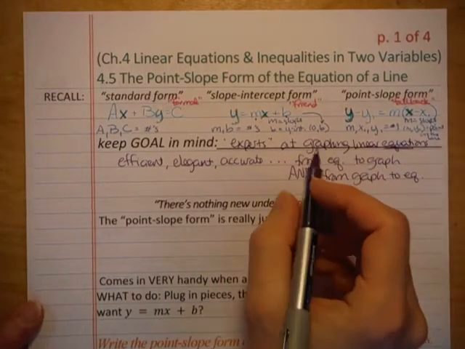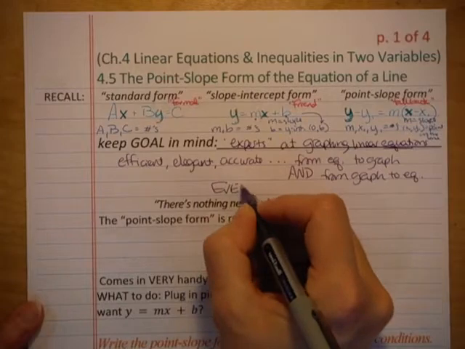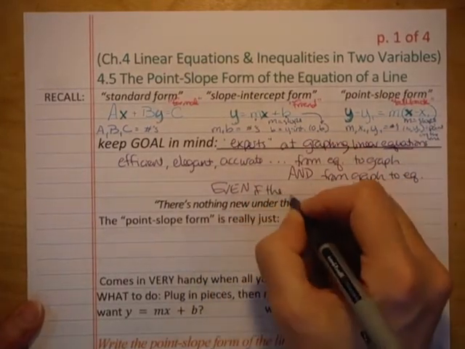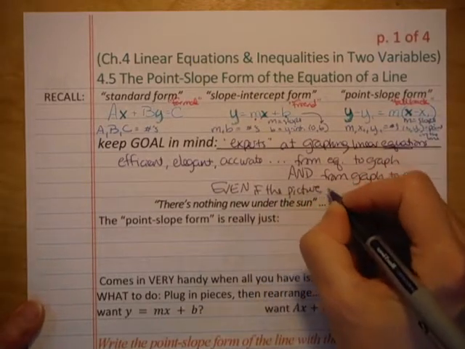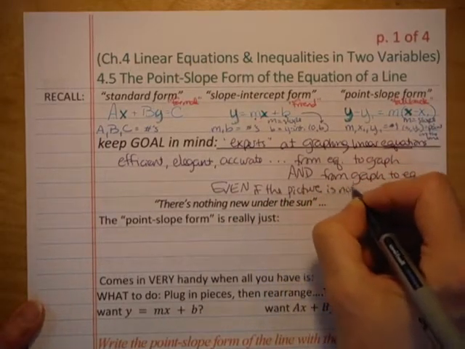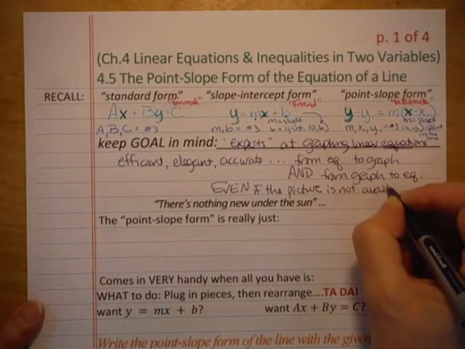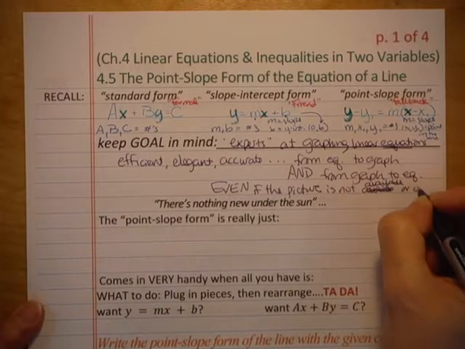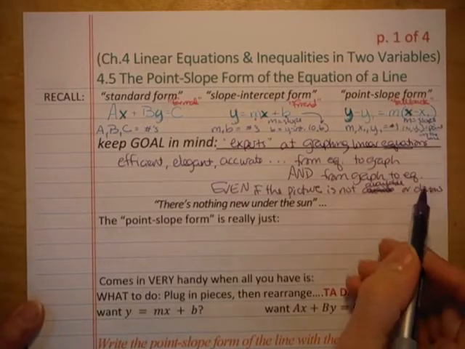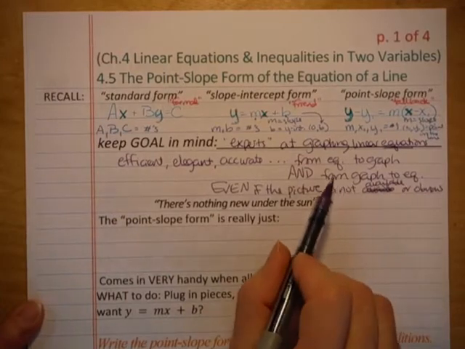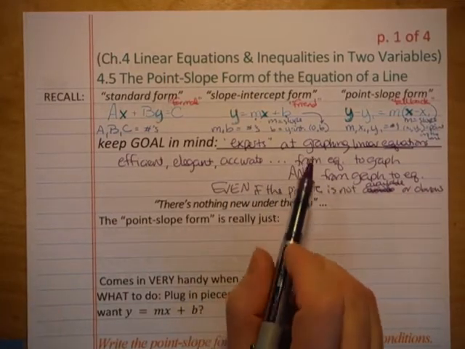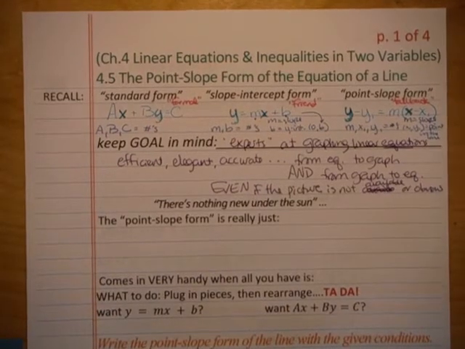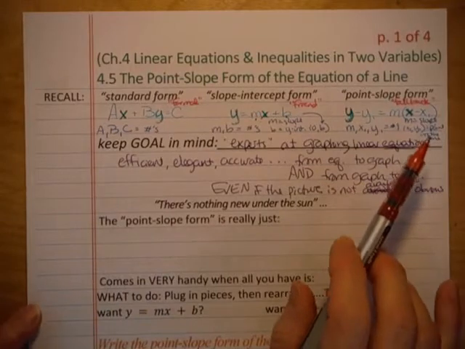So we want to take it to that next level here. When would we need this? Even if the picture, the actual graph itself, is not available, or it's not obvious. So if you've got fractions or decimals involved, or you don't have the picture at all, we still need to be able to get to the equation of the graph efficiently. And this is what we're going to use, our fallback plan, the point slope form.